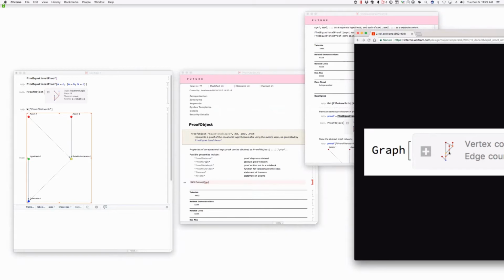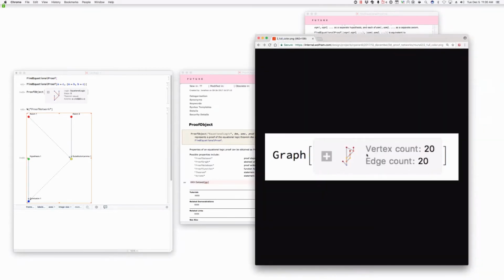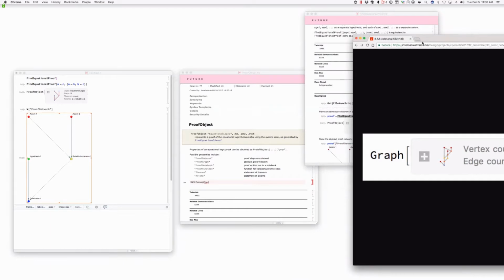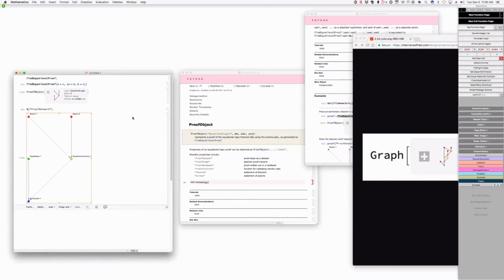And also, do we think that the right way to say what's going on is just, I mean, it's not a graph. It will say proof object here, right? So we don't really want to say vertex count. What do we want to say? Where did this come from, the vertex count and edge count? That doesn't seem right. That came from an older version of the... so it's irrelevant. So what we're actually putting up is this here.